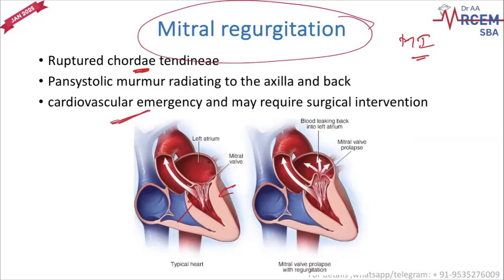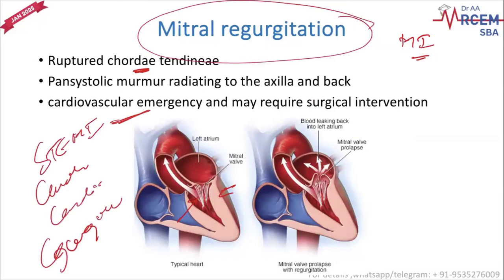Again, this is an emergency. You need to involve a cardiothoracic surgeon along with the cardiologist. The cardiologist you will anyway be involving for an MI the patient is having. Along with it, the cardiac surgeon needs to be involved. That is the importance. So what is the importance here?